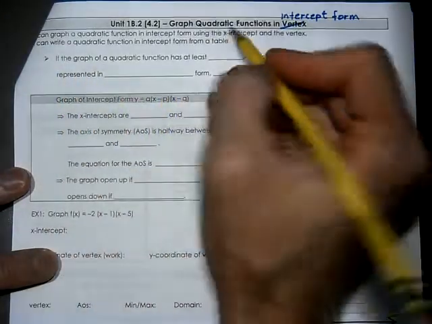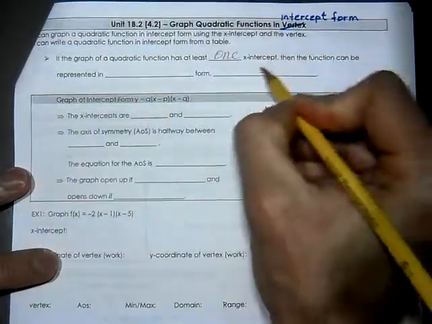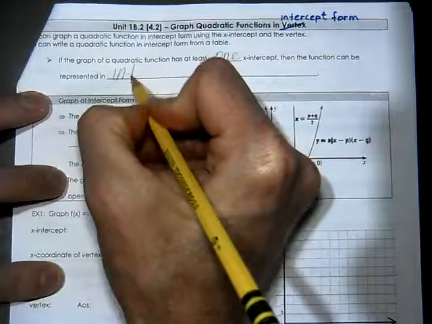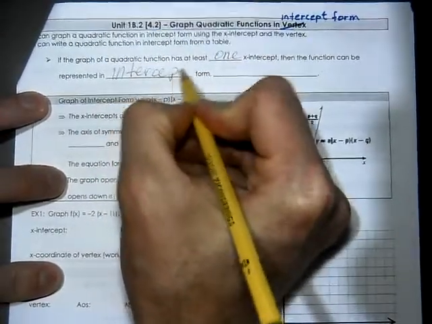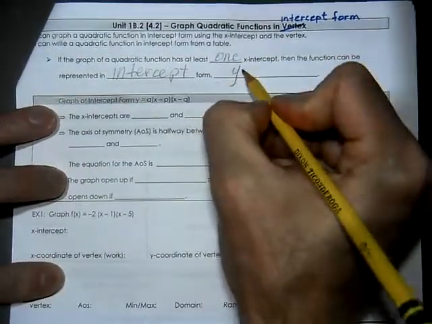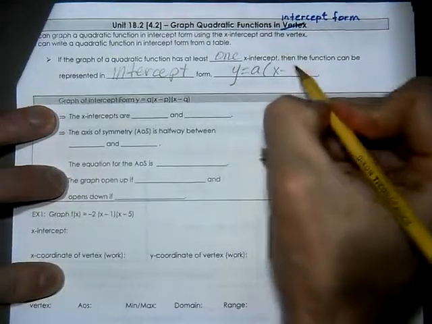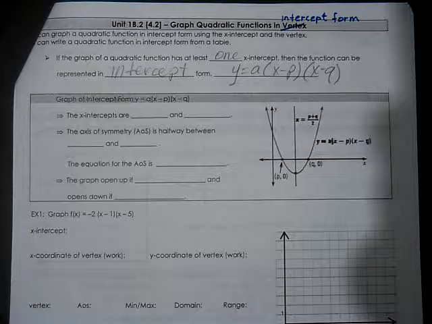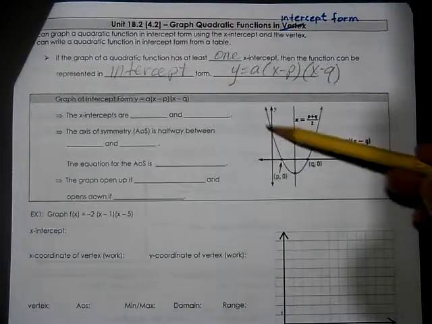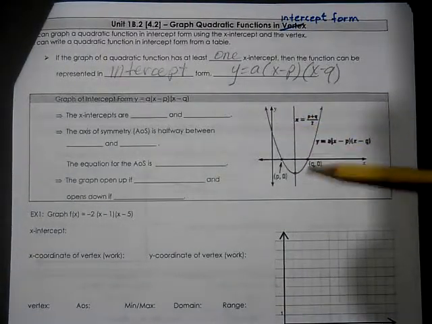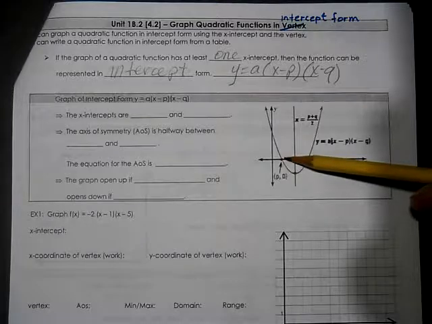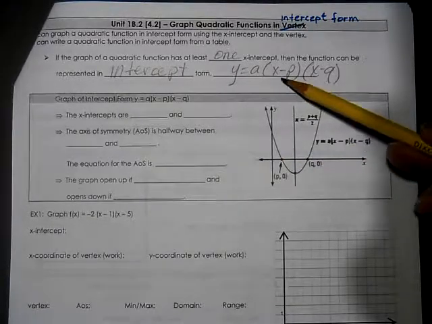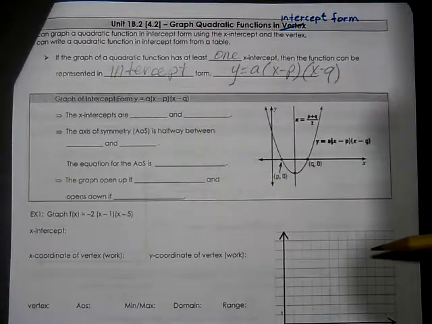If the graph of a quadratic function has at least one x-intercept, then it can be represented in intercept form, which is y equals a, x minus p, x minus q. So right here is a parabola. It's touching the x-axis, in this case twice, so we can write it in intercept form. Intercept form typically has some parentheses.